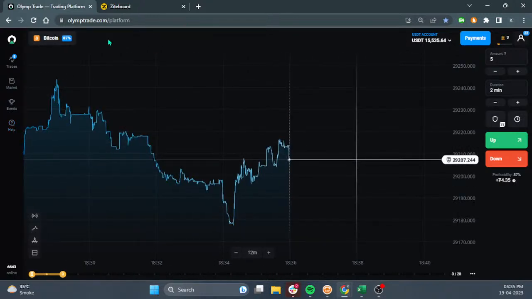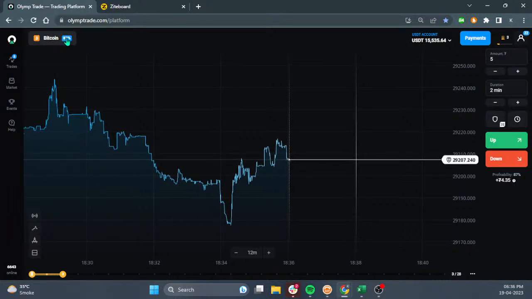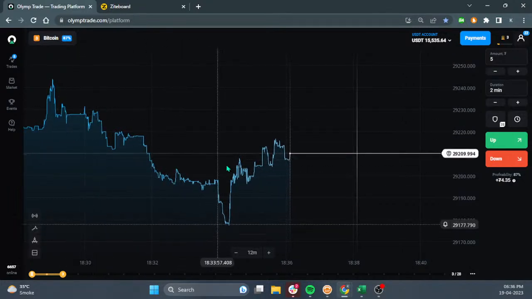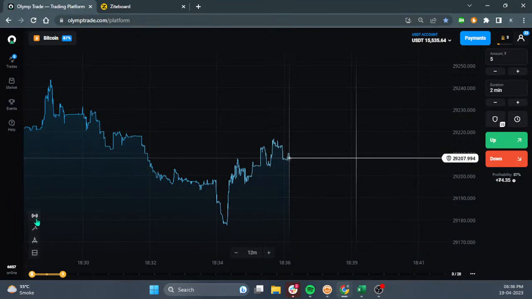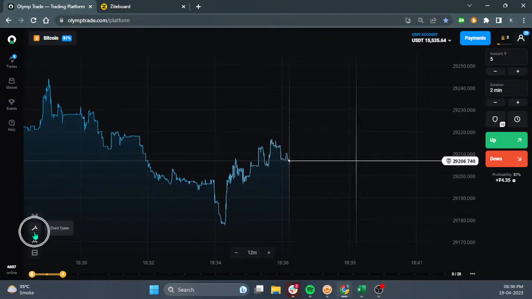So whenever you're trading, whichever asset you will pick, that asset's name you can find over here with the associated percentage when we're talking about fixed time trading. And you will see the chart type over here. If you come down, there are 4 icons mentioned over here. This is the trading signal. This is the chart types.